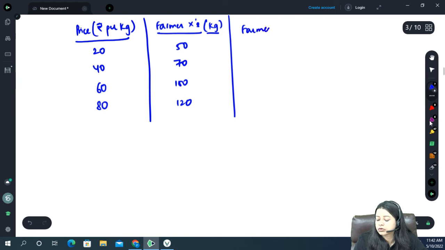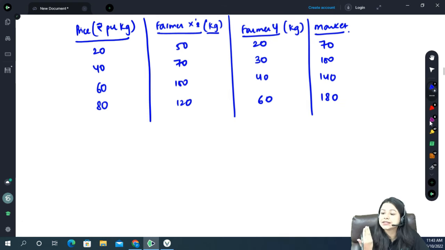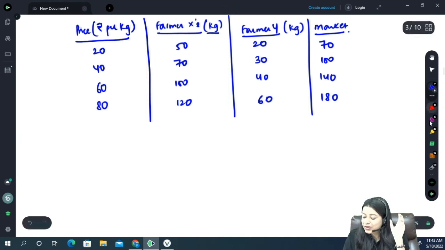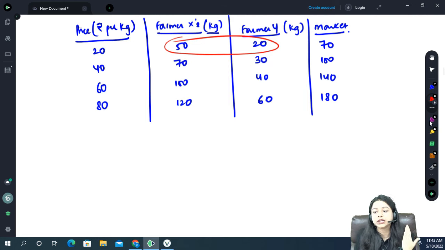Farmer Y, again in kgs. So we may have 20, 30, 40. So what will be the market supply? What will be the market supply? 70, 100, 140, 180. As your price is increasing, again, market supply is the horizontal summation of all. By horizontal summation, you are summing over these. Horizontal summation of all the quantity supplied of individual suppliers or producers.